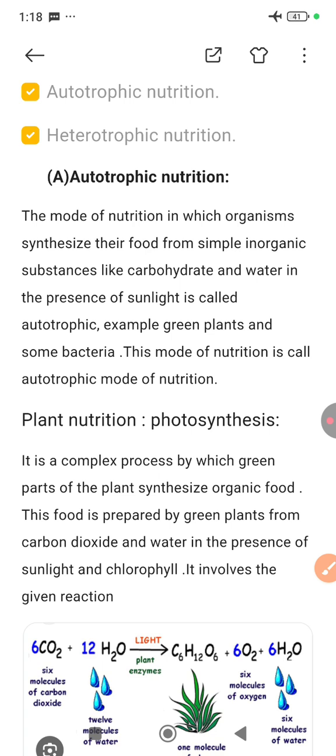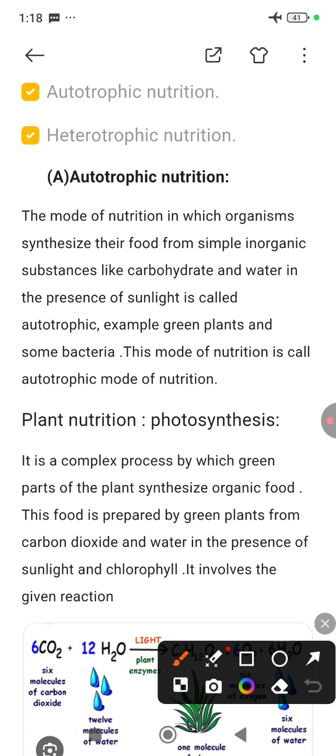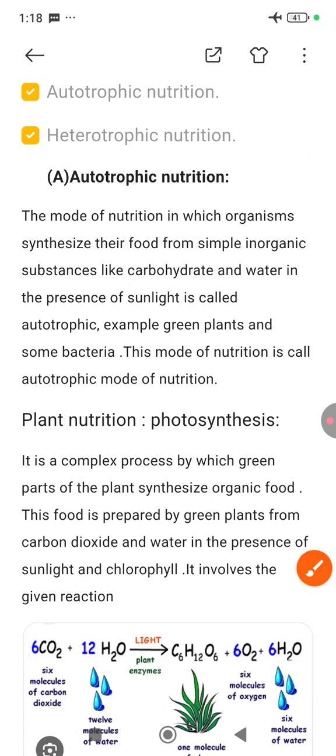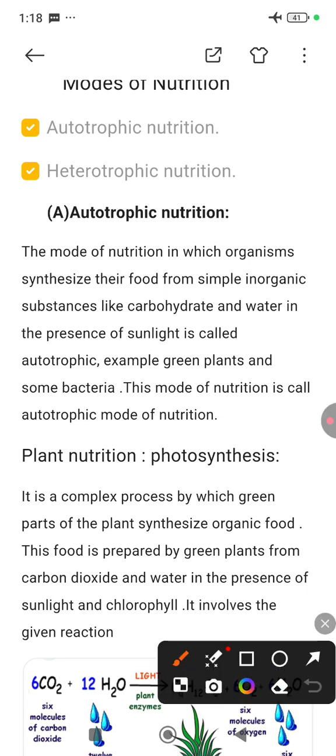So, which type of organisms show autotrophic mode of nutrition? All green plants and some kinds of bacteria like cyanobacteria show autotrophic mode of nutrition. One important thing that I mention here: you can replace carbohydrate with carbon dioxide, because it was mistakenly written. Clear? So you can write here carbon dioxide instead of carbohydrate.